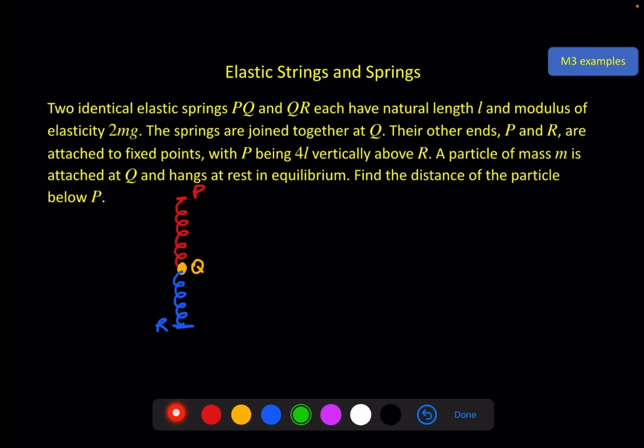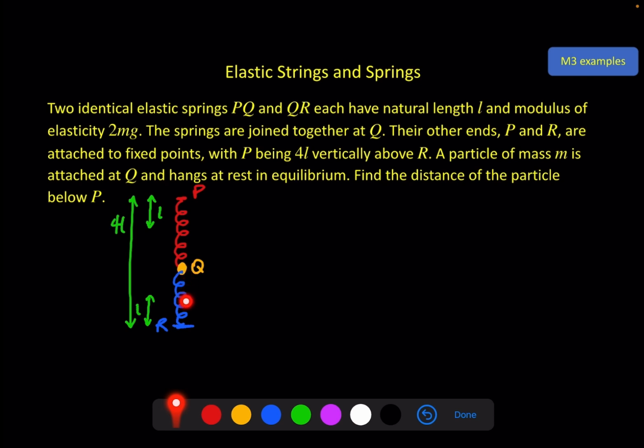What I'm going to do here is have my 4L from here to here split into pieces. We're going to have L, which is the natural length PQ. Then we have another L here, which is the natural length of QR, because they're identical with natural length L. And then obviously in the middle here we've got 2 more L's to go. And we don't know how much of that is here and how much of that is here.